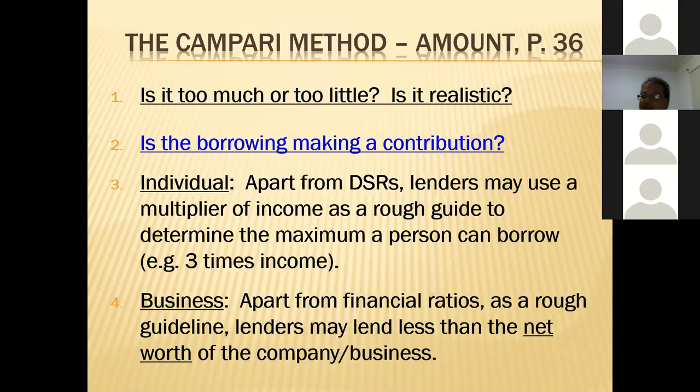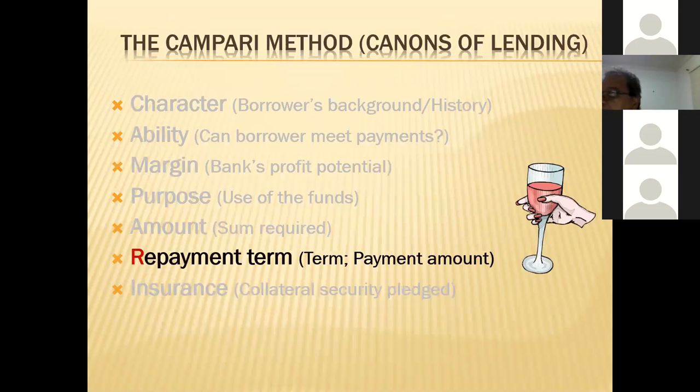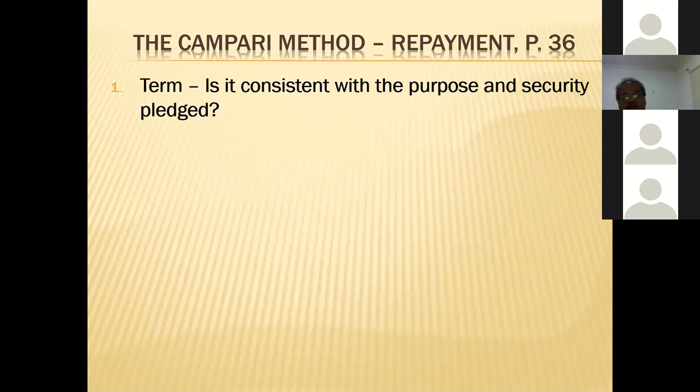We now look at repayment. Okay, and there are 4 things we want to consider under repayment. One of which there's a blank. So the term: is the term consistent with the purpose and the security pledged? What is meant by that? What do you think is meant by that? Is the term consistent with the purpose and security pledged? That is the purpose of the loan and the security pledged.